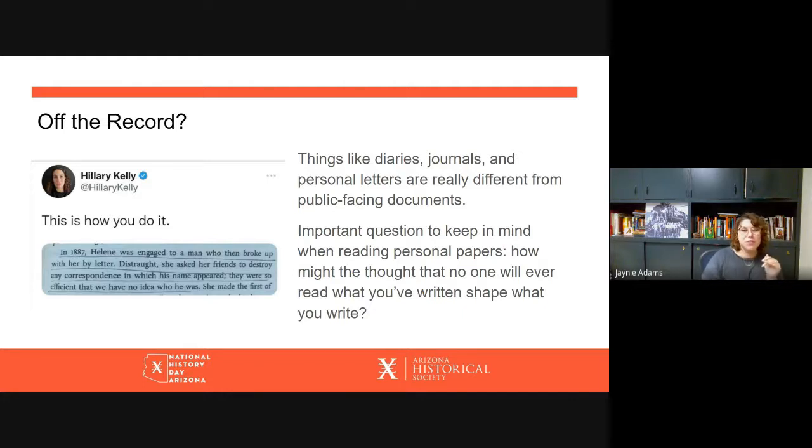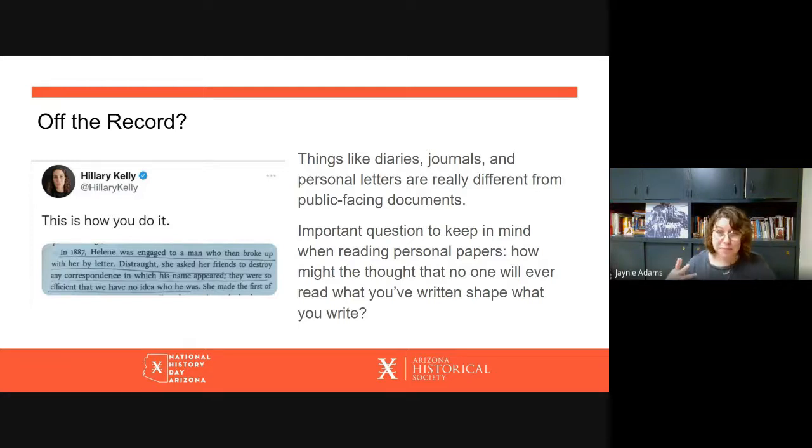Right? So I've included this tweet here. It's got a picture from a book, and it says, in 1887, Helene was engaged to a man who then broke up with her by letter. Distraught, she asked her friends to destroy any correspondence in which his name appeared, and they were so efficient that we, present day viewers, have no idea who this man was.